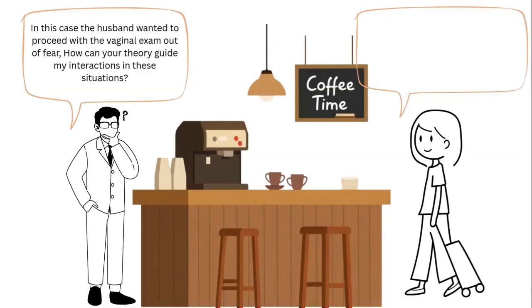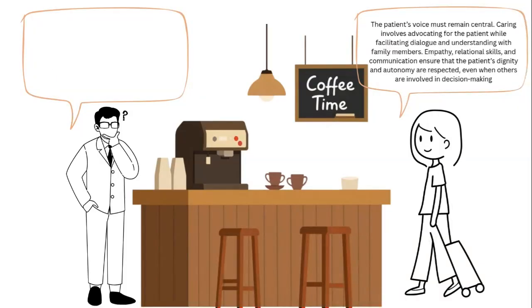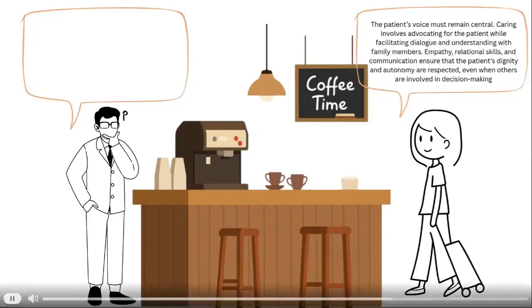In this case, the husband wanted to proceed with the vaginal exam out of fear. How can your theory guide my interactions in these situations? The patient's voice must remain central. Caring involves advocating for the patient while facilitating dialogue and understanding with family members. Empathy, relational skills, and communication ensure that the patient's dignity and autonomy are respected, even when others are involved in decision-making.